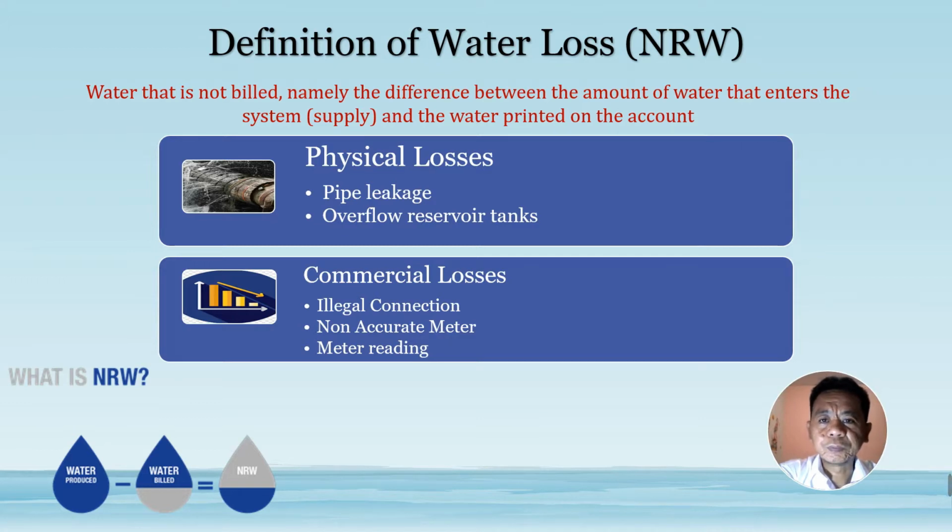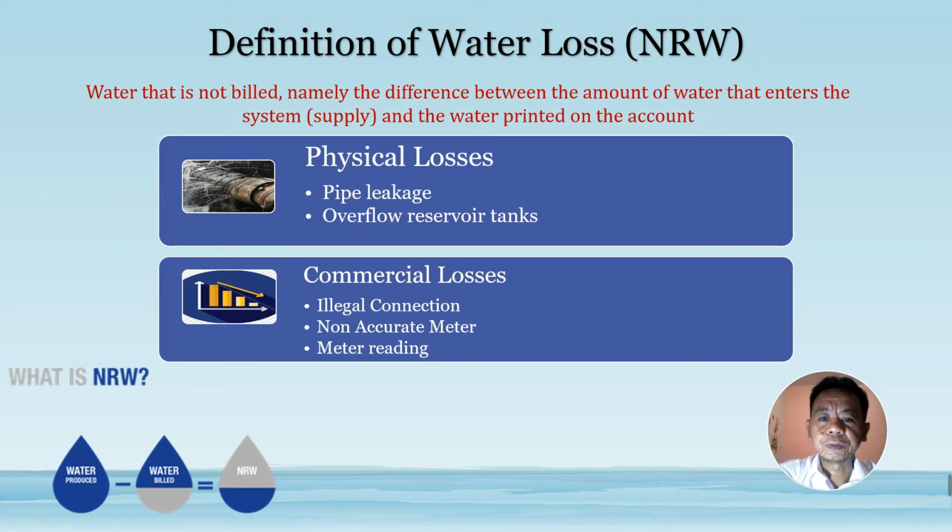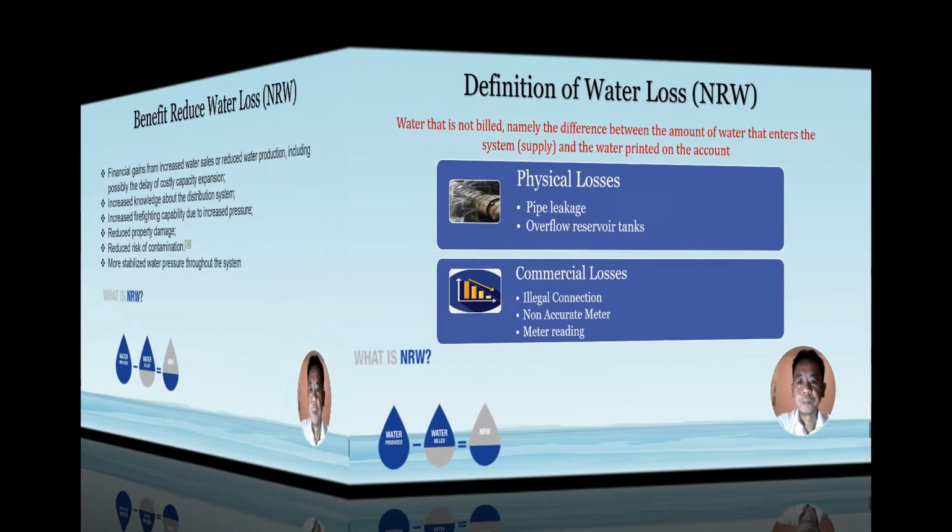There are two types of water loss. First is physical losses, for example pipe leakage and overflowing reservoir tanks. The second is commercial losses. Commercial losses are usually, for example, illegal connections, inaccurate meters, and meter reading influence.